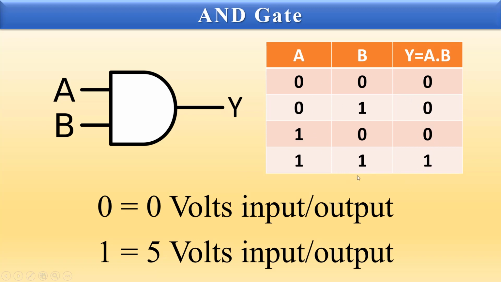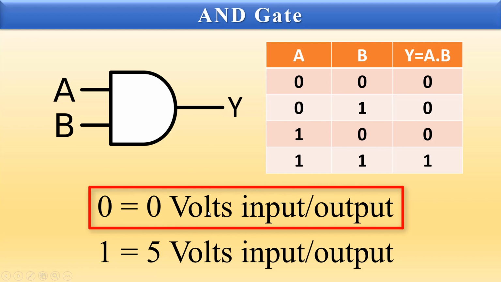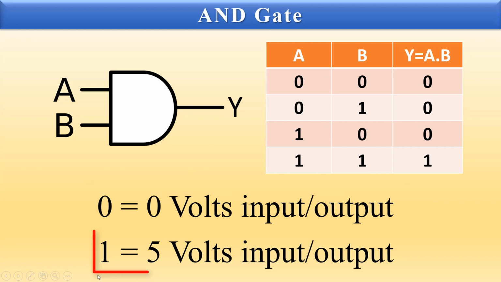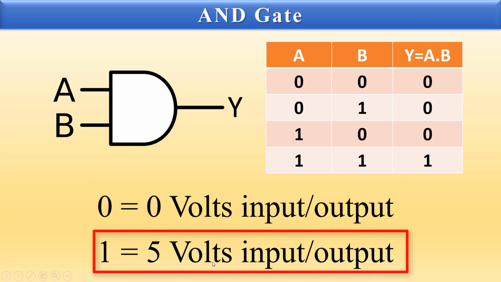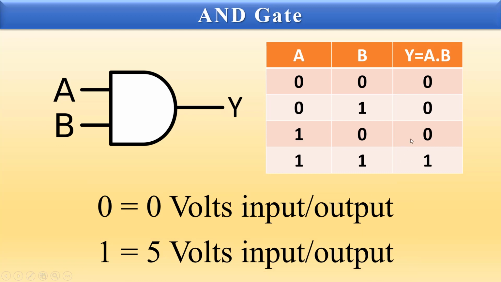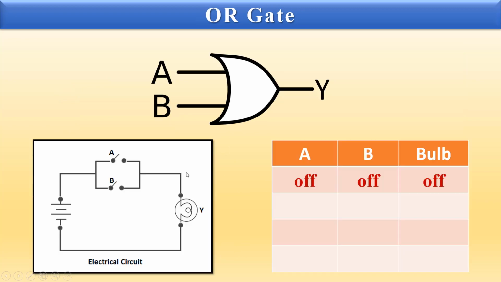Now when we talk about the logic gates, then the input 0 should be replaced by 0 volts as inputs, and for 1 it should be replaced by 5 volts as inputs. Similarly, for the output, when the output measured is 0 volts, then the output is 0, and when the output measured is 5 volts, then the output is 1. So that is how the AND gate is explained. Let us go to the next gate, and that is called the OR gate.